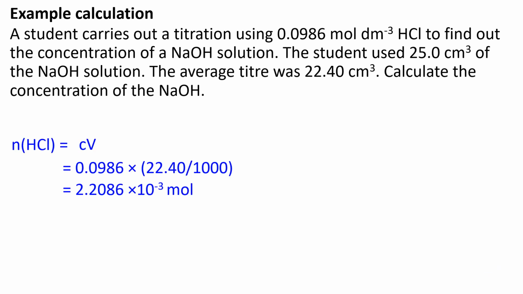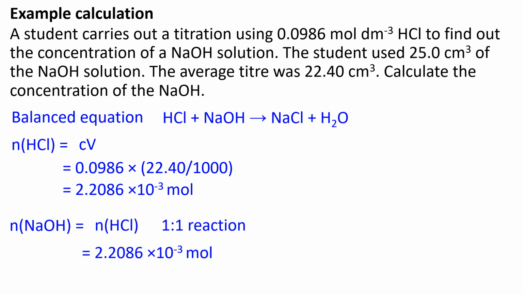Calculate the amount of hydrochloric acid in moles. This is equal to concentration multiplied by volume. The volume of HCl is the average titer. This must be in decimeters cubed. Convert from centimeters cubed to decimeters cubed by dividing by 1000. The amount of hydrochloric acid is 2.2086 times 10 to the minus 3 moles.